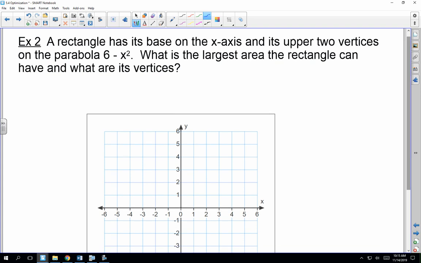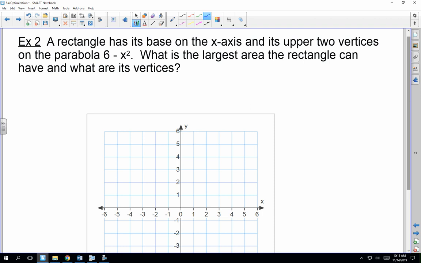You don't necessarily need to write out this whole problem. Let's just draw the picture. Even in the textbook, they'll do the picture for you. It says a rectangle has its base on the x-axis and its upper two vertices on the parabola 6 minus x squared.